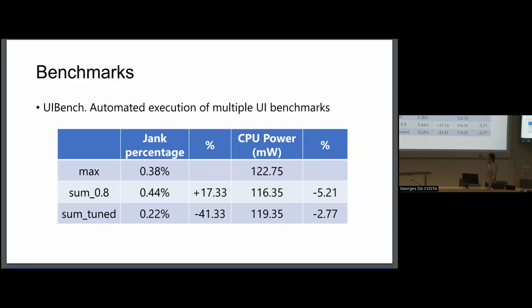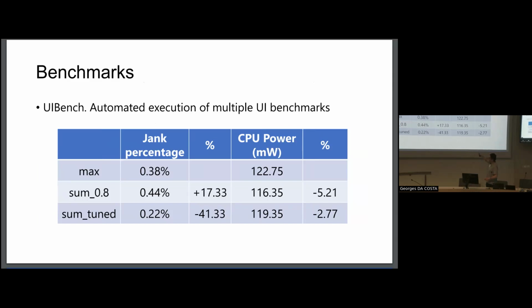This is not all the benchmarks. I only ran some of the benchmarks. There are some testing infrastructure problems, so I didn't run all of them. So if you use sum aggregation, the jank percentage is slightly higher, energy lower.